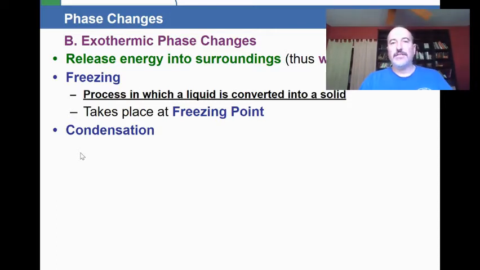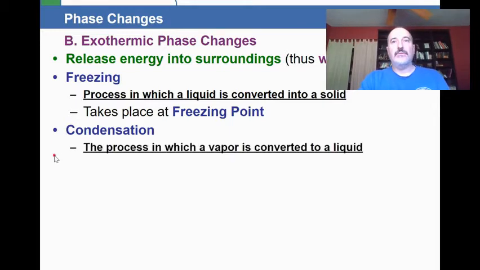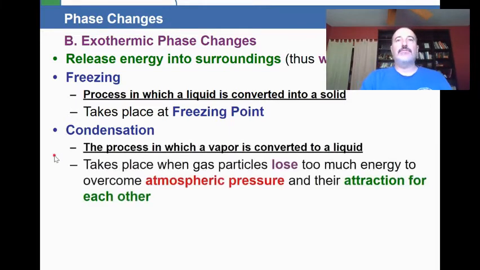But that's condensation. Basically, water vapor in the air, not from the liquid, but in the air, touches the cold container, loses its energy to the container, and then condenses down to a liquid. Okay? So it's a process in which a vapor is converted to a liquid. And it takes place when the gas particles lose too much energy to overcome atmospheric pressure and their attraction for each other.